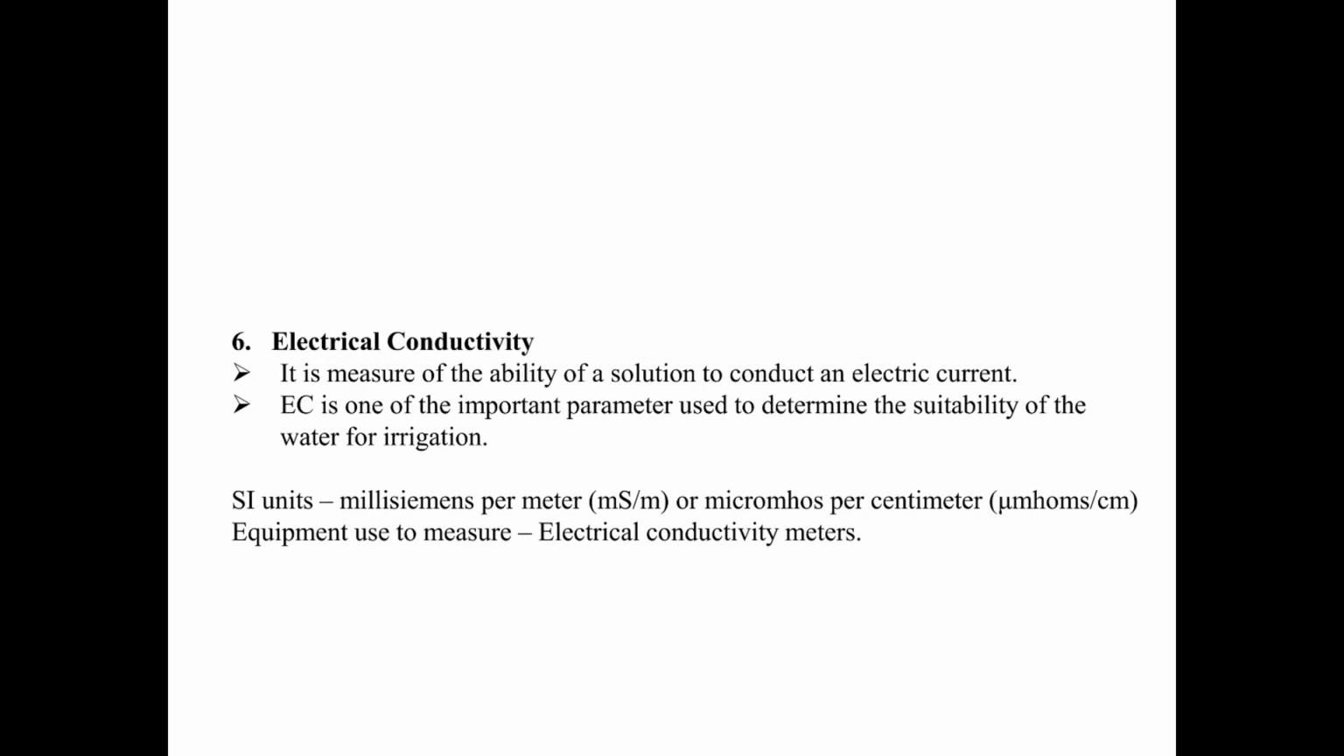Next one is electrical conductivity. It is the measure of the ability of a solution to conduct electric current, and it is an important parameter for determining the suitability of water for irrigation purposes. In SI units, it is millisiemens per meter or micromhos per centimeter. This can be measured with the help of electrical conductivity meters.